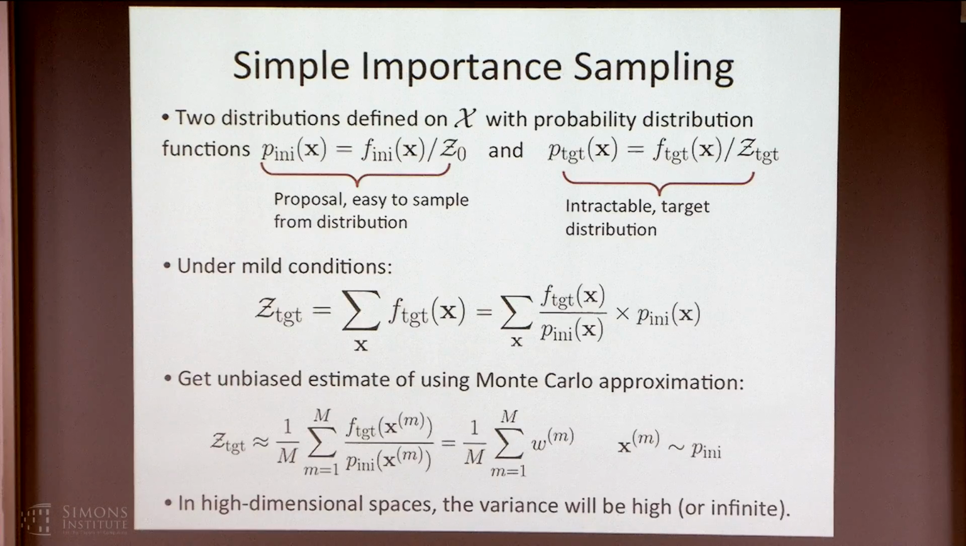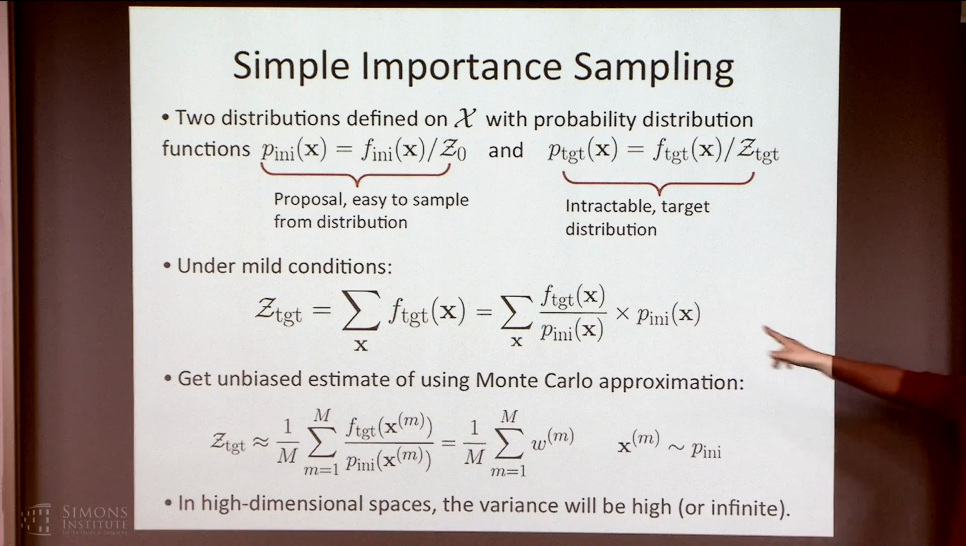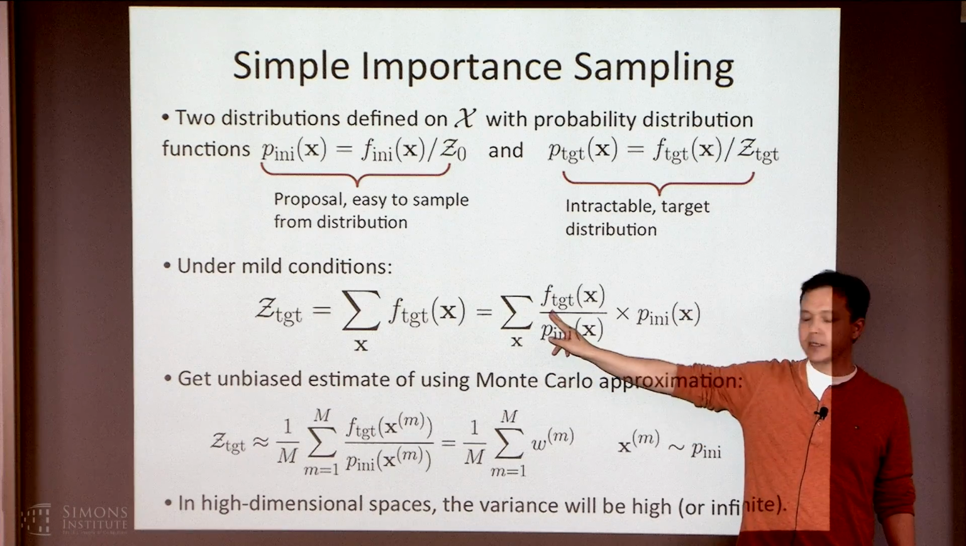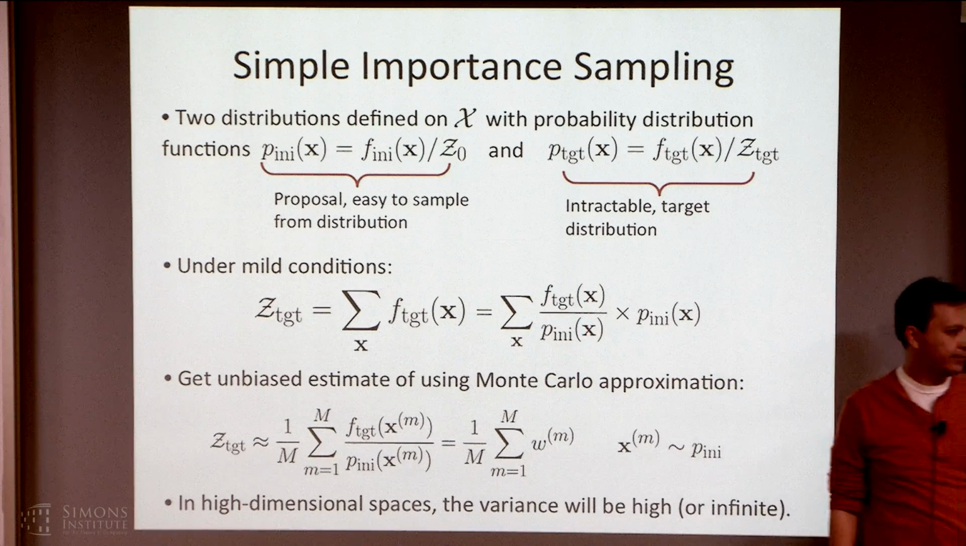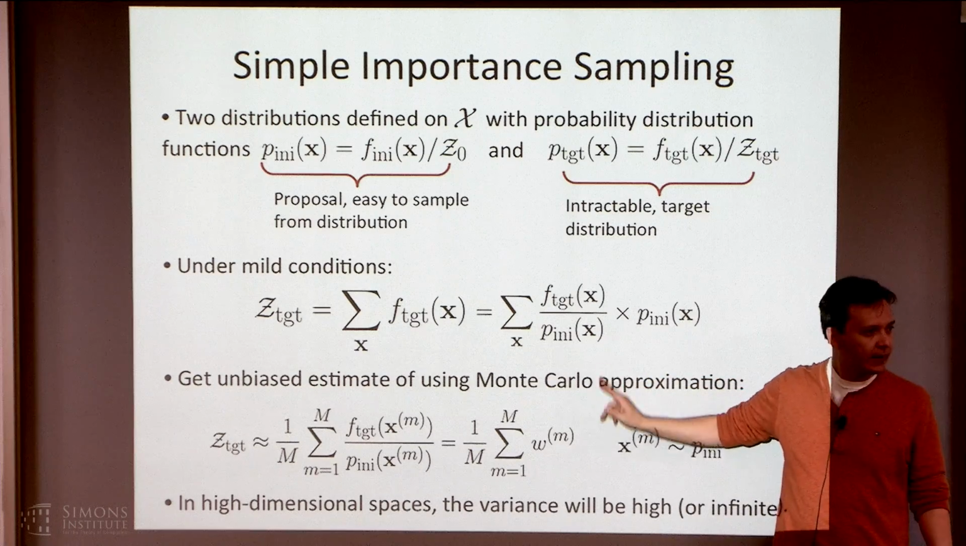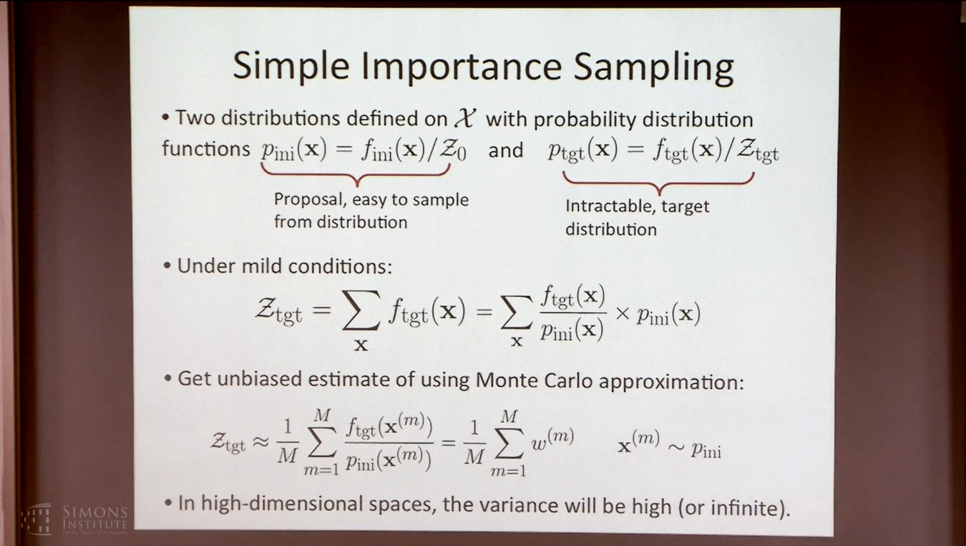Sorry, under what conditions is that true? Under these conditions, the support of this distribution has to contain the support of this. So it helps to have a fuzzy distribution. That's right. Typically your proposal distribution is broad, so you can even think of it as a uniform distribution, and your target distribution is your complicated distribution. You sample from your uniform distribution and look at the ratio of probabilities under the target versus the uniform. And that gives you the estimate of the partition function.